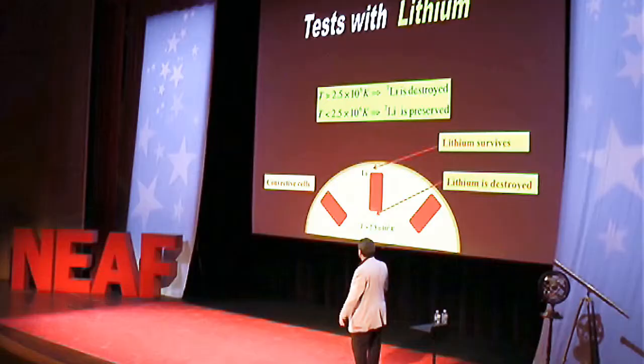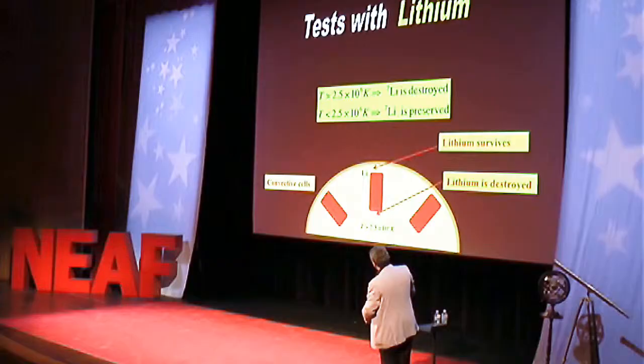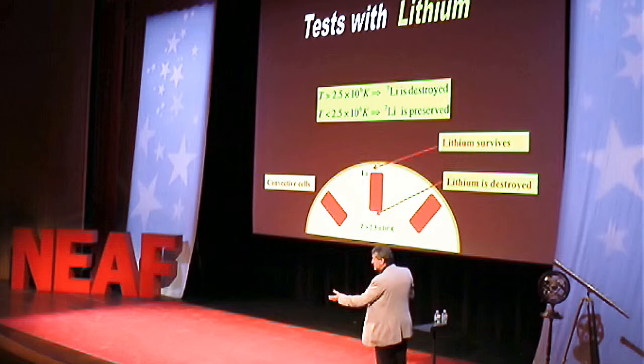But lithium is the only element, because you destroy lithium when the temperature is more than 2.5 million degrees. And apparently in stars you have convective cells. So if you get lithium in the surface, convection will take it down to the core, to these layers where the temperature is more than 2.5 million and will destroy it. So depending on the heat and the mass of these convective cells, you may or you may not destroy it. Everything will depend on the convection. It can kill the lithium or the lithium can survive.